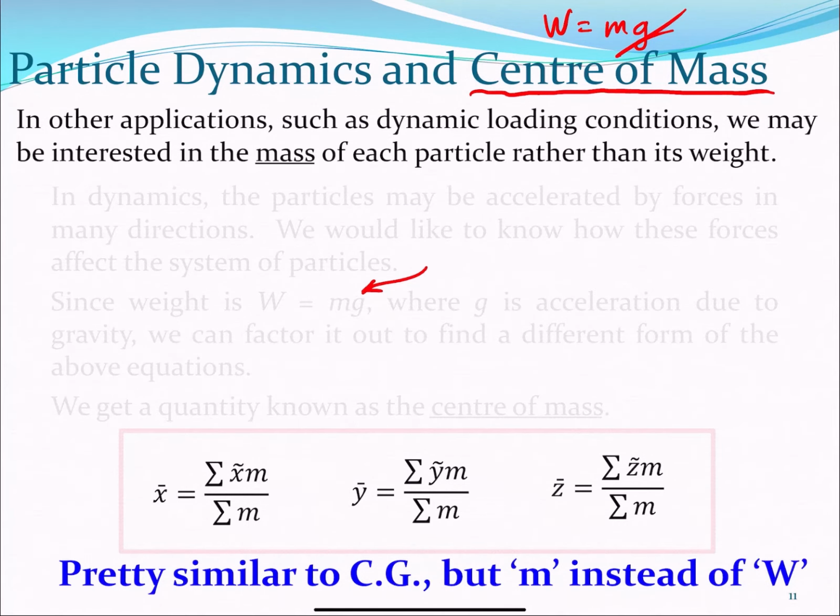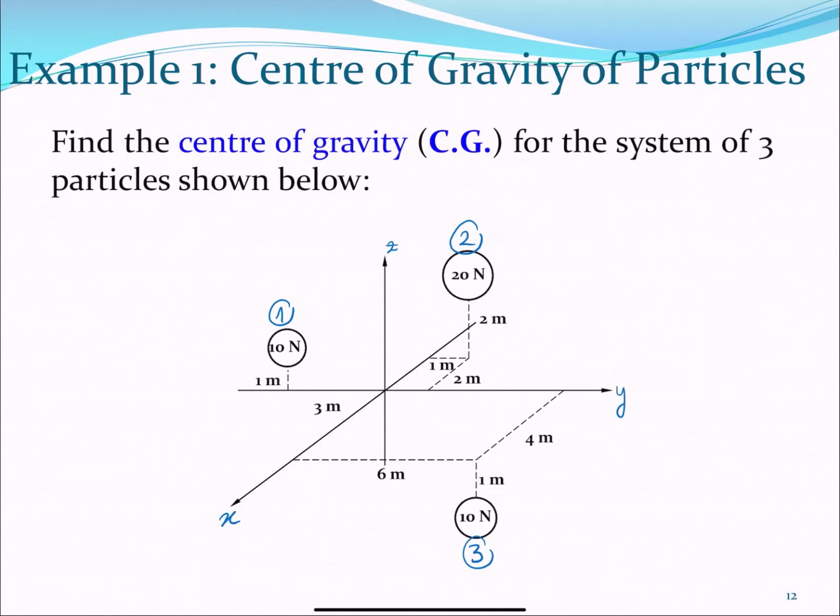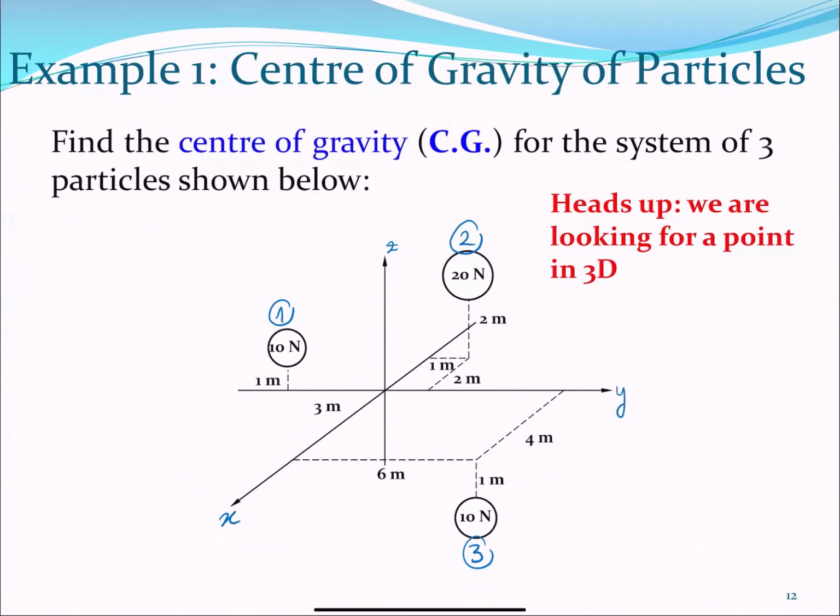Now, it's time to solve an example. I have 3 particles, and the question is to find the center of gravity for these 3 particles. As a heads up, we are looking for a point in 3D, so the center of gravity will have 3 coordinates: x bar, y bar, and z bar. I have the weights of each particle: 10 newtons, 20 newtons, 10 newtons.